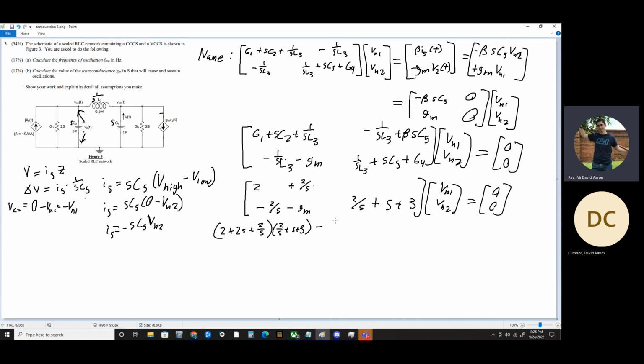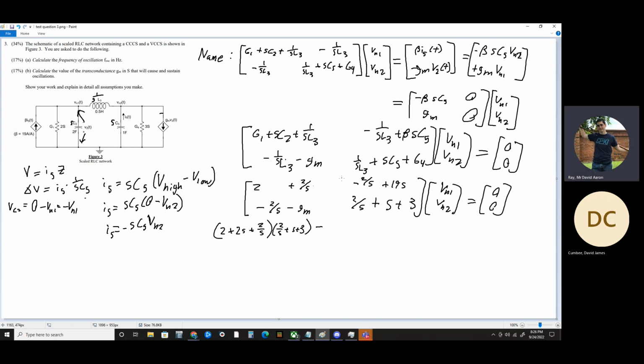Okay, so this is going to be negative. This part right here is going to become negative 1 over S, which is going to be 2 over S, negative 2 over S. Beta is 19. C5 is 1, so it's going to be plus 19S.